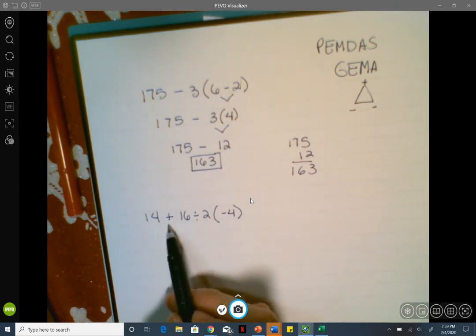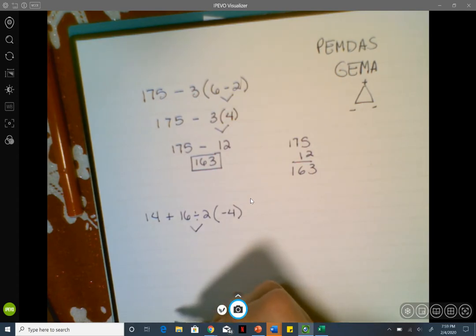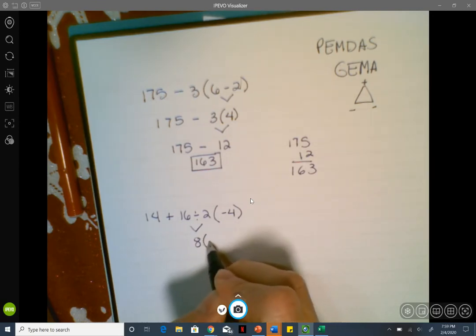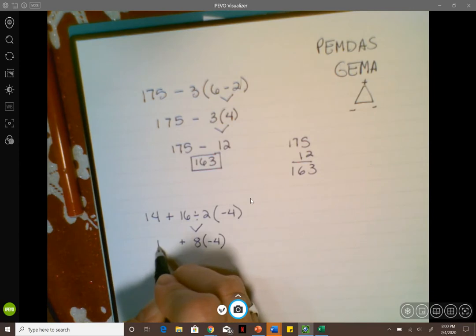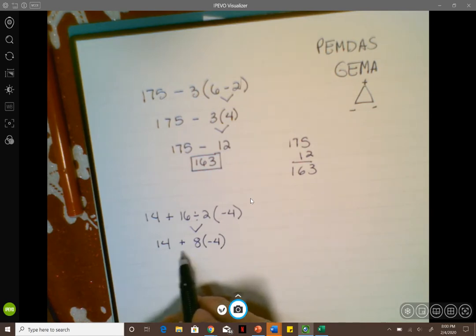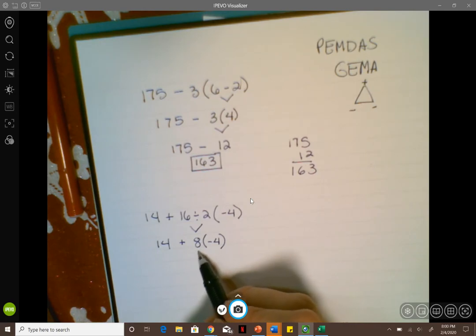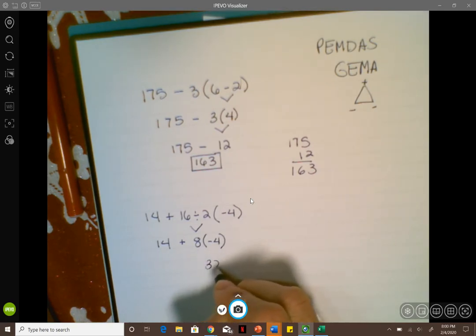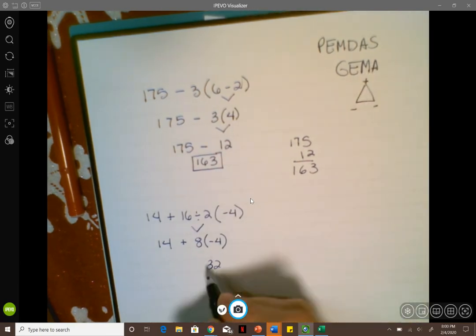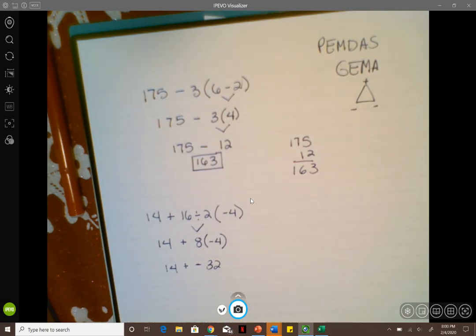So 14 plus 16 divided by 2. There it is, 16 divided by 2. And that's probably the place most people would make a mistake. 16 divided by 2 is 8. And then I'm going to rewrite everything else that was not worked on. 14 plus 8 times negative 4, I can see that there's multiplication in there. So I have 8 times 4 is 32. And it's a positive times a negative, which tells me my answer is going to be negative. And I rewrite everything else that has not been worked on.